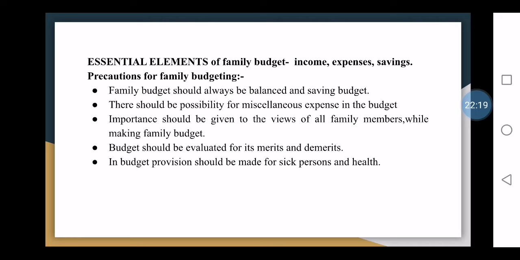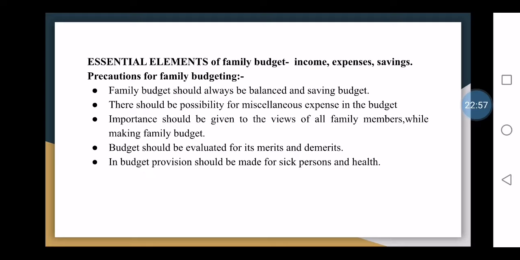The essential elements of a family budget are three things: income, expenses, and savings. If you are able to balance income, expenses, and savings, then we can tell that we are having a very good family budgeting. But if the expense is more and the savings is nil, then the income doesn't matter. How much you earn doesn't matter. The only thing that matters is how much you save and how much you spend. So if you are able to limit your expenses and focus upon your savings, then even if you have a very small income, you can live very happily.